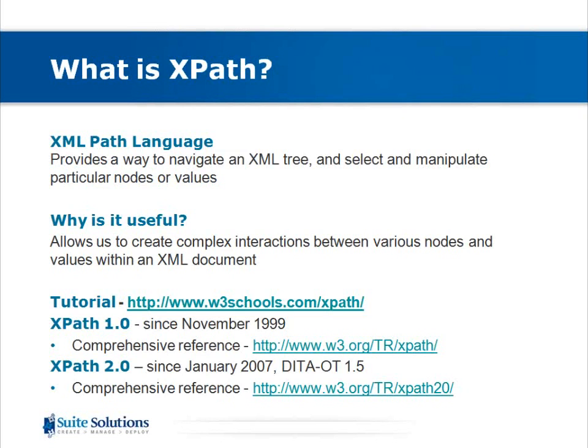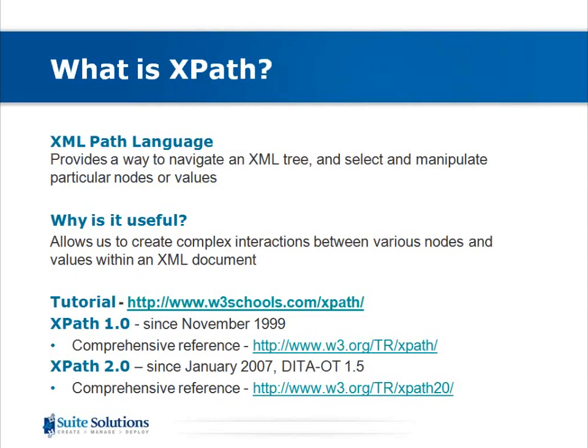XML is obviously structured as a tree. You have a parent node, child nodes, those children have children, those children have children, and so on. So there's a whole structure going on there. And XPath provides a way, if your current node is a particular node in that tree, to navigate upwards and downwards and search through the tree for other values. And it provides a way to select and manipulate particular nodes or values.